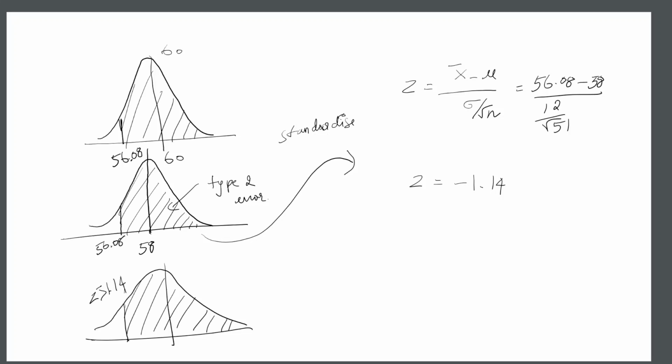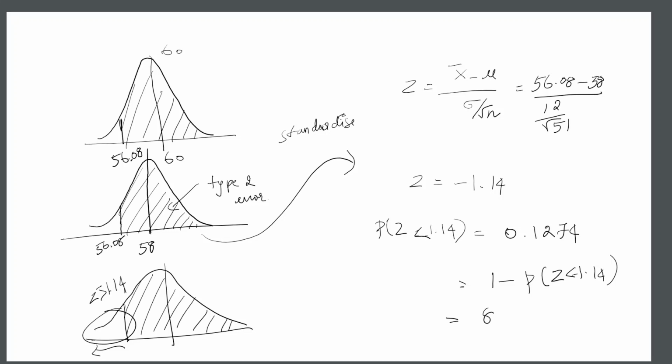For z values, we can find the probability of z less than or equal to 1.14, which is given by the z table. For 1.14 the value is 0.1274, whatever you have calculated, towards the left. So we have to make it 1 minus P of z less than minus 1.14, and we will be getting 87.28%. So this is the probability of type 2 error.